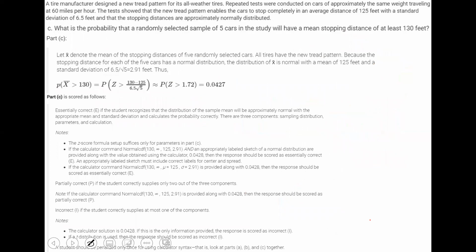Part C, what is the probability that a randomly selected sample of 5 cars in the study will have a mean stopping distance of at least 130 feet? All right, so we want at least 130 feet. So we are going to use a normal approximation, I think, because it says approximately normally distributed.